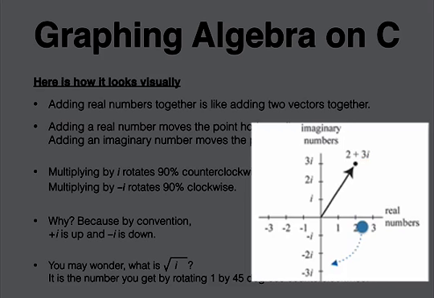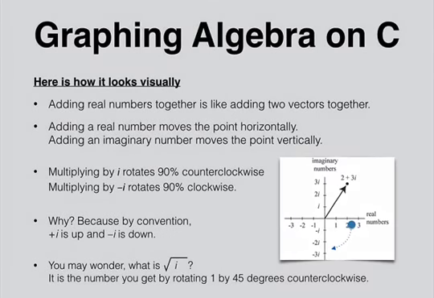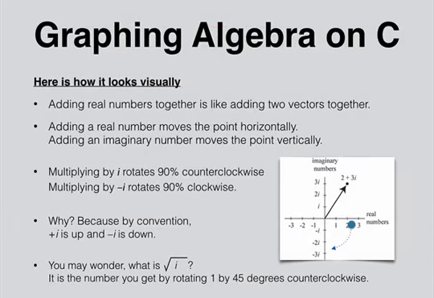If I multiply this number by 2, it would be like putting another arrow just like this one and putting them end to end. So I would go again to the right by 2 units and up by 3 units. So overall I would have gone 4 units to the right, 6 units up. And you can see how that works. Multiplying by real numbers, just multiply the real part and imaginary part by that number.